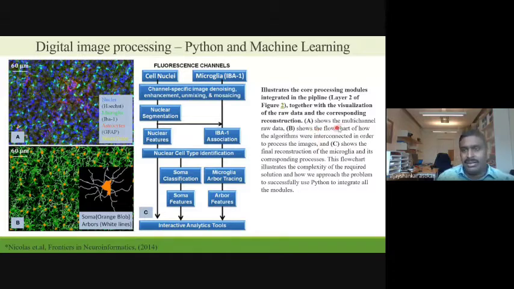So for example, image A shows multi-channel raw data here. B shows a flowchart of how it processes the images, and this shows how the final reconstructed image looks. I wanted to show you more than imaging from the transmission electron microscope. There are advancements in the field. You have a lot of thinking process now to get information, either from the microscopy perspective, either from materials or from the biological perspective.